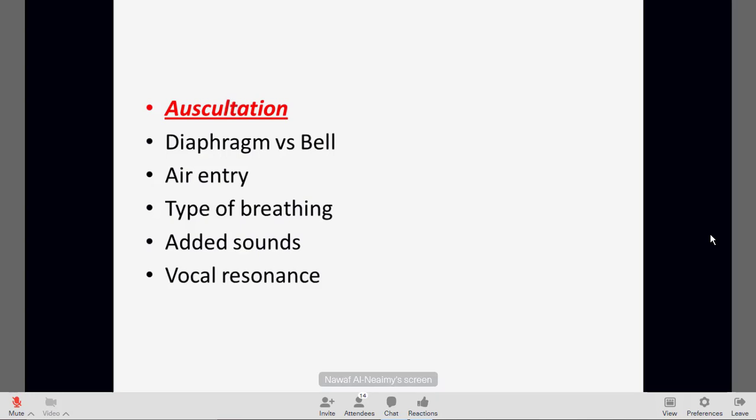What could be the cause of an absent or diminished air entry?